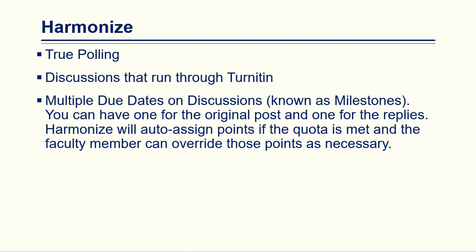These are known as milestones in Harmonize, and basically you can have one milestone or deadline for the original post and one for the replies. Harmonize will auto-assign those points if the quota is met for the original post and the replies, and the faculty member can override those points as necessary. But it will keep track as to whether the student met both deadlines and both posts within those deadlines.